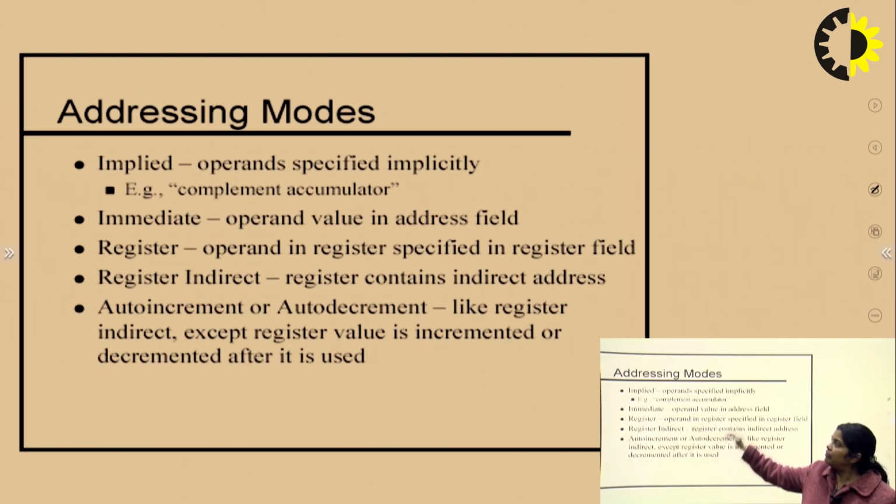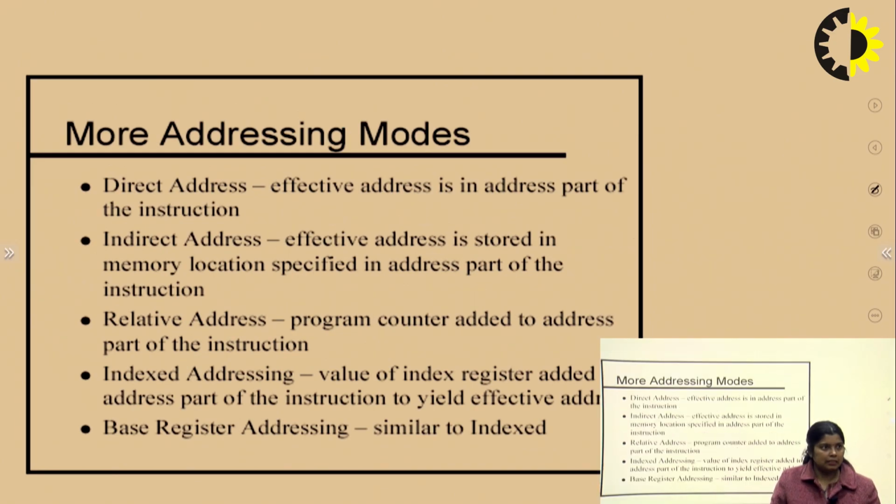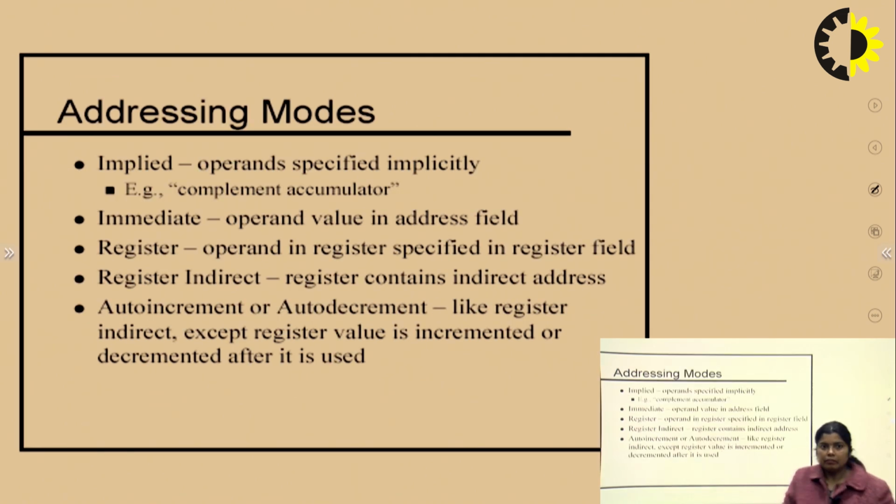There are different types of addressing modes: implied, immediate, register. One by one we will discuss them with examples. Direct addressing mode means the operand is residing in memory. If it is not residing in memory, then it is called indirect addressing mode. I am giving a simple example so that you can understand easily.